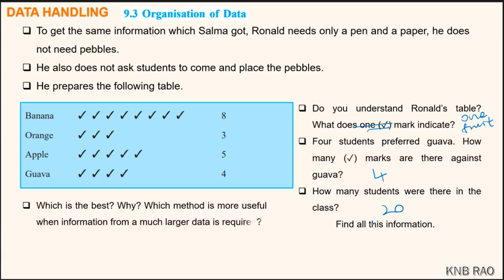Now tell me children, which is the best method and why? Which method is more useful when information from a much larger data is required to be collected? I prefer this table, Baba. So this table is the best or a better way of organizing the data, right?